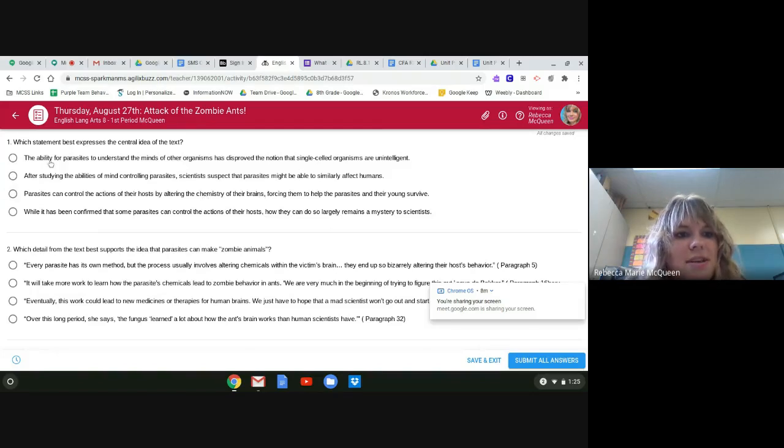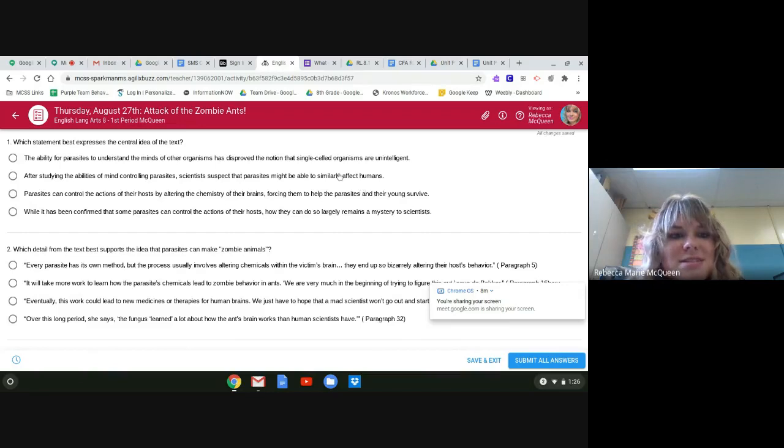So, the ability for parasites to understand the minds of other organisms has disproved the notion that single-celled organisms are unintelligent. After studying the abilities of mind-controlling parasites, scientists suspect that parasites might be able to similarly affect humans. Parasites can control the actions of their host by altering the chemistry of their brains, forcing them to help the parasites and their young survive. Or, while it has been confirmed that some parasites can control the actions of their hosts, how they do so largely remains a mystery to scientists.